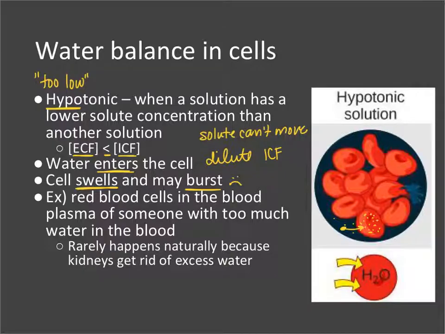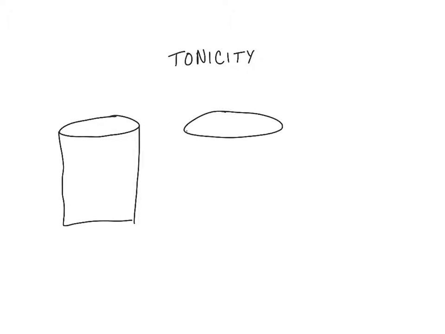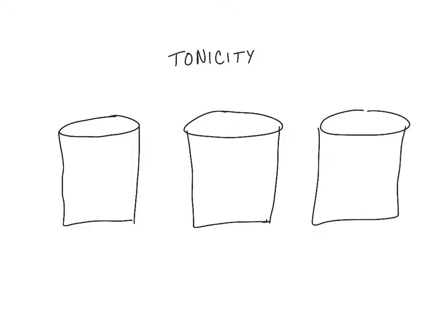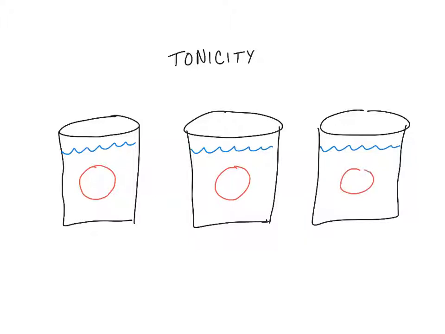So let's do kind of an overview of this tonicity and what happens when the concentration of the intracellular fluid is not the same as the concentration of the extracellular fluid. So let's say we have 3 beakers. And these beakers have different solutions in them, and these solutions have different concentrations. And let's take a red blood cell and put one in each of these different solutions.